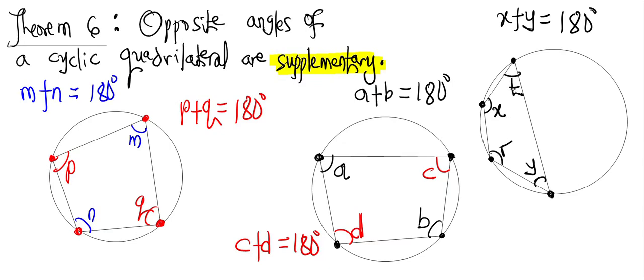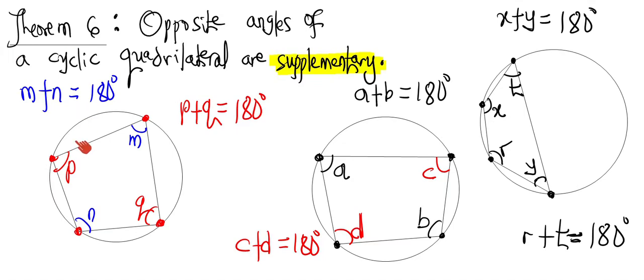R and T, for instance, we say R plus T must also add up to 180 degrees. Opposite angles of a cyclic quadrilateral are supplementary. Now, but let's not forget one very important theorem about quadrilaterals.